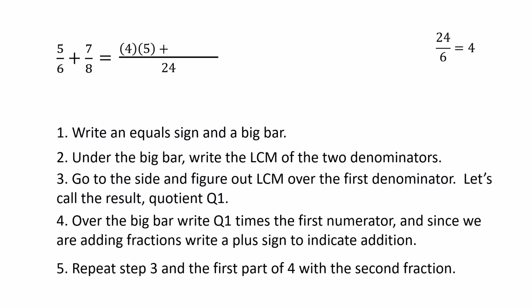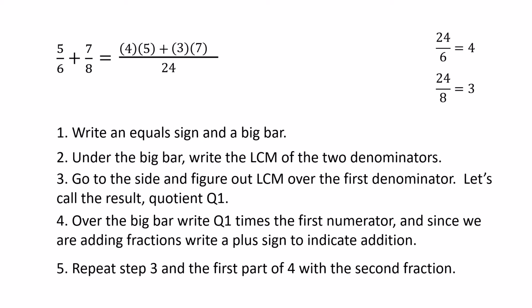After that, you do the same thing with the second fraction, that is common denominator over the second denominator, that is 24 over 8. Do that to the side, and that equals 3. Take the quotient 3, multiply by the second numerator, which is 7. So 3 times 7. That's it.